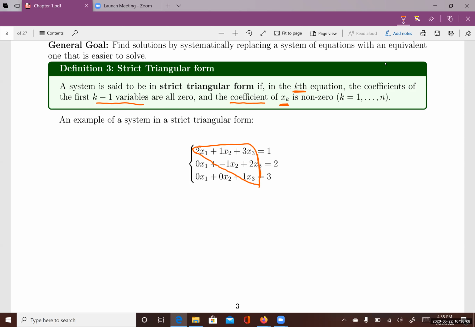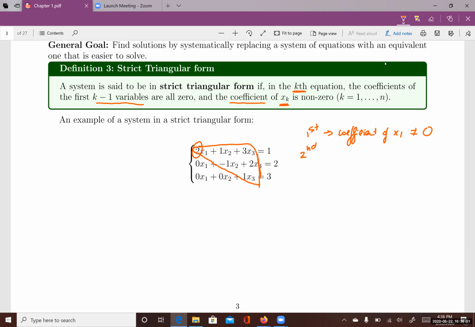What does that mean? If you look at the first equation, all the coefficients of the zeroth equation will be 0. But because it's the first equation, there is no equation before it. So that's true, since the zeroth equation doesn't exist. And also the coefficient of x1 is not 0. Yes, it is 2, so it's not 0, because we look at the first equation.